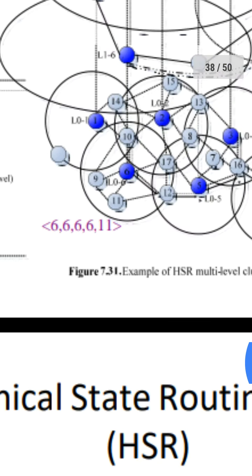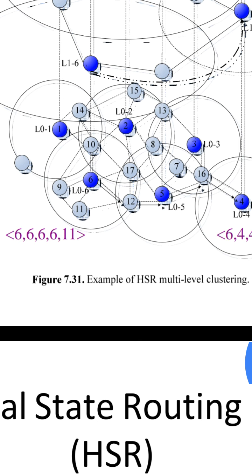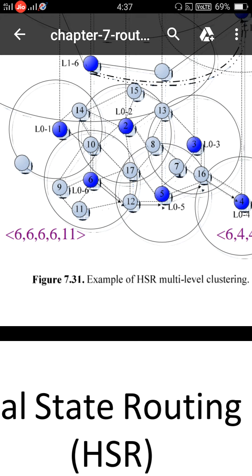Suppose we transfer the data from 11 to 16. First, the data is transferred from 11 to 6. Node 6 is the cluster head, so it transfers the data to the cluster gateway nearest to our destination. In this example, 12 is that cluster gateway node. So cluster head 6 transfers the data to 12, and 12 transfers the packet to the core node 5.